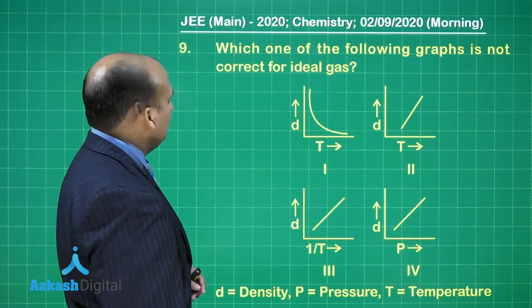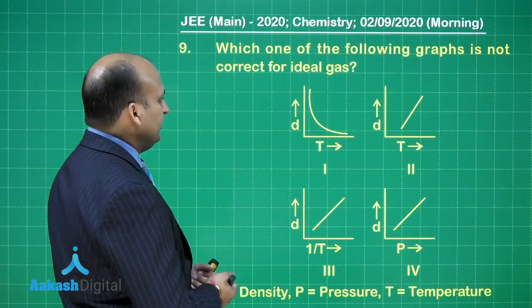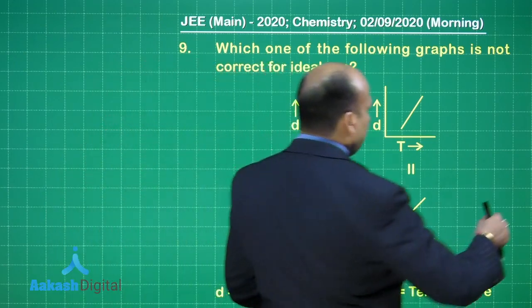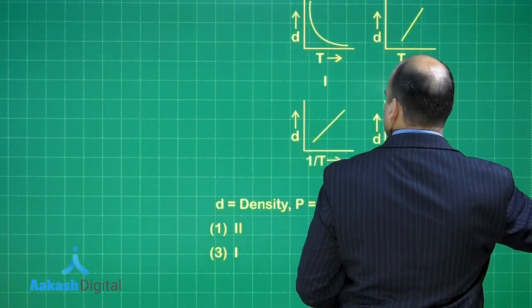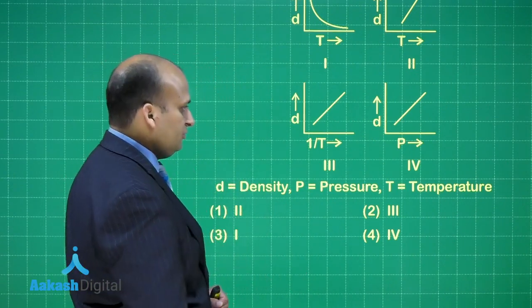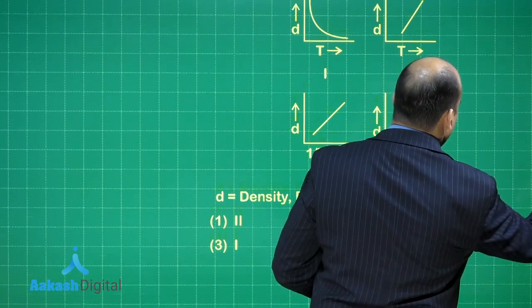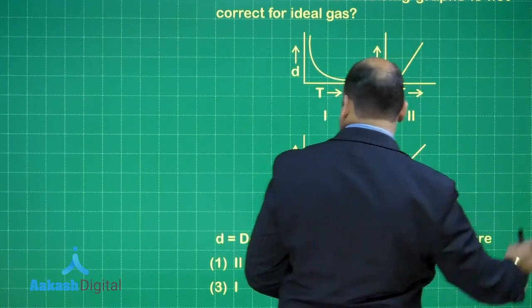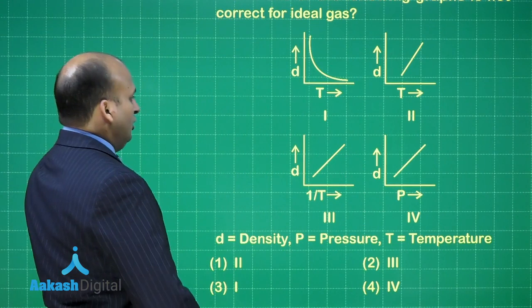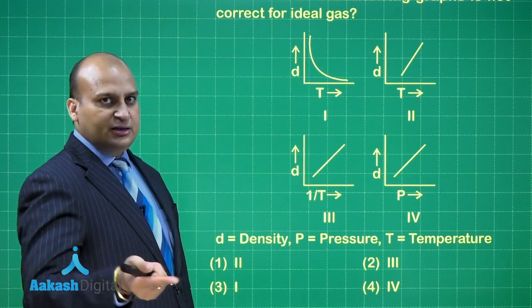Let us go to the next one. Which one of the following graphs is not for an ideal gas? It's D versus T, and so there are 4 graphs: D versus T, D versus 1 by T, D versus P. D is density, P is pressure and T is temperature. Okay, let me put the frame so that we can read the question and all the choices properly. Now, fine. Okay, so what is the relation between D, P and T?